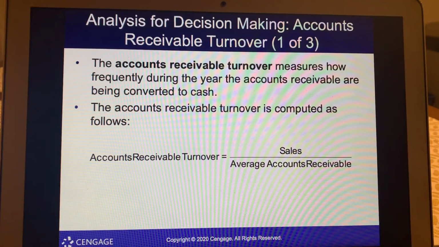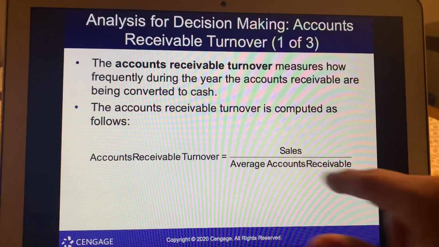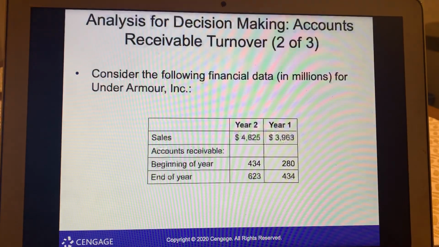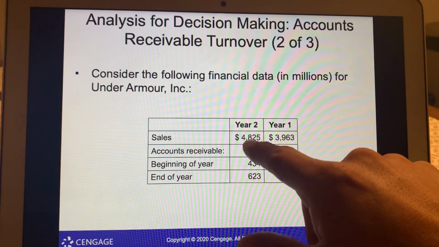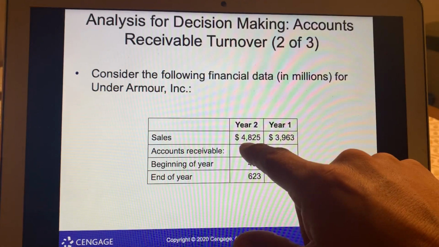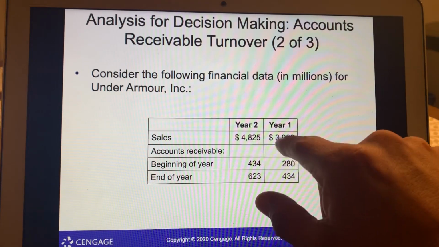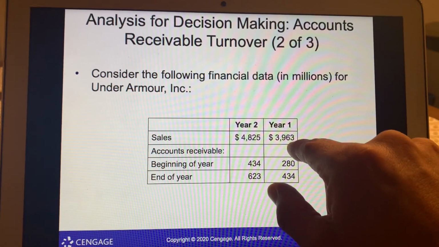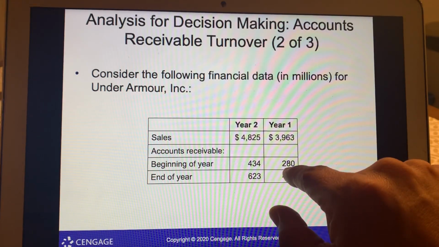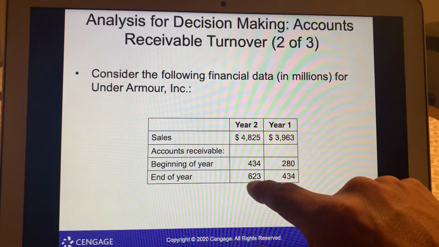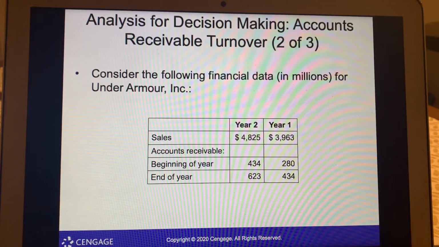The account receivable turnover measures how frequently during the year the accounts receivable are being converted to cash. The accounts receivable turnover is computed as follows: sales divided by average accounts receivable. So here's our sales, oh, it says in millions: 4.825 million and 3.936 million. So beginning of year 434 and beginning of the year 280. End of year 623 and 434.